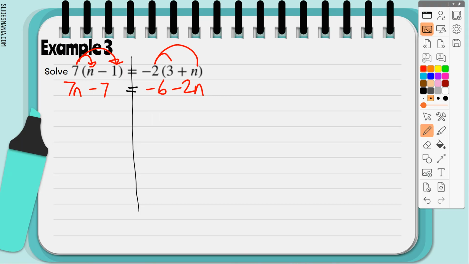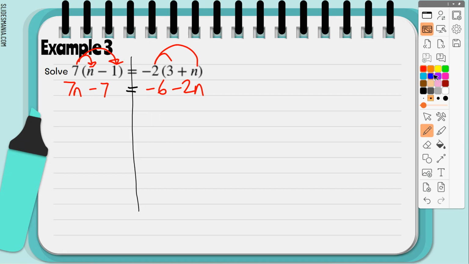The next thing you want to do is check and see if there are any like terms on the same side. 7n and -2n are like terms, but they are on different sides, so I cannot just simply add them. Same thing with -7 and -6.